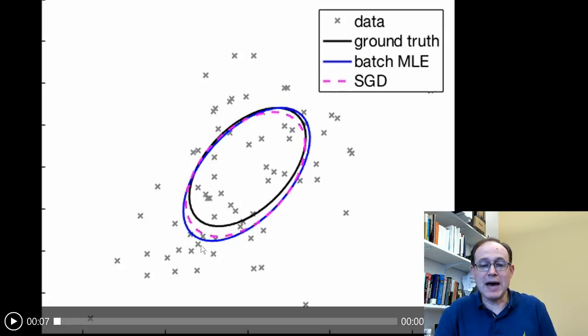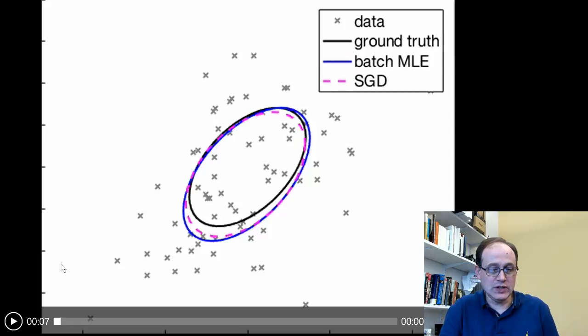We can compute the batch maximum likelihood estimate, in other words, the global optimum of the function we're trying to minimize, and that's this blue ellipse, and it's not the same as the black one, but it's fairly close. And so you can see here we're representing parameters for the Gaussian distribution by these ellipses, because that's a good way to visualize them. It shows both the mean and the variance, right? So natively the mean is a vector of length 2, it's a position in the plane, and the variance is a 2 by 2 matrix. And to visualize those, we can just use this ellipse.